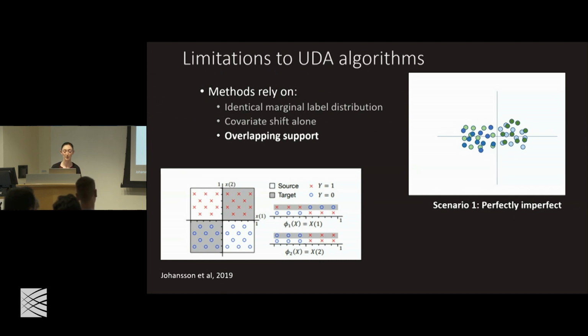But this is a real problem and something to really think about, especially as you're working with very high dimensional data. The likelihood that you don't have overlapping support may be quite high.